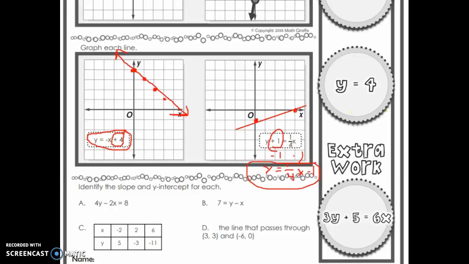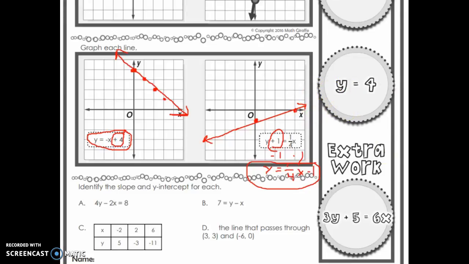My dots are not perfect. Don't forget, we always draw arrows at the end because otherwise it's really not a continuous line. We don't know where it stops, so that's what we need to do. Let's try a couple others.